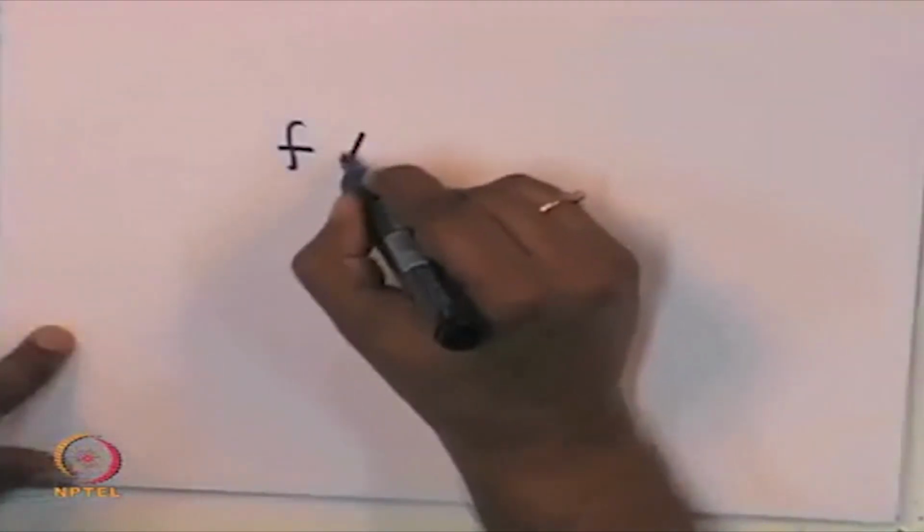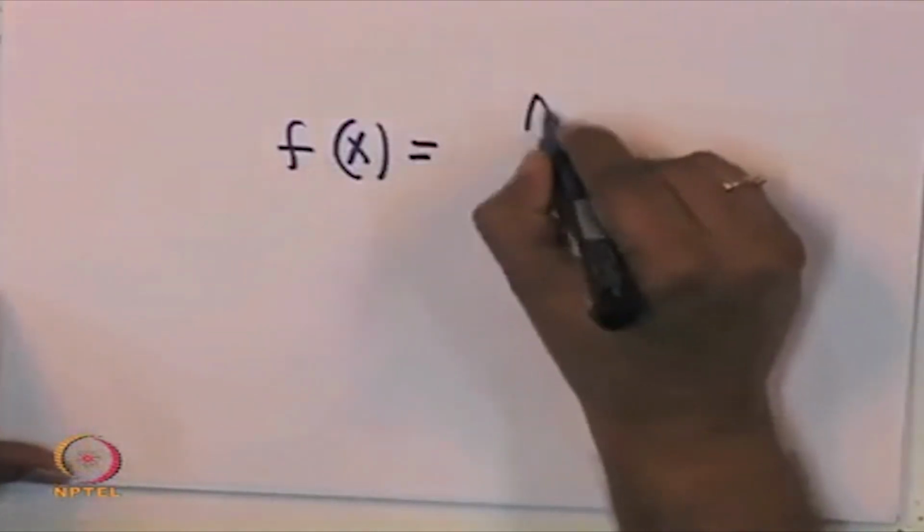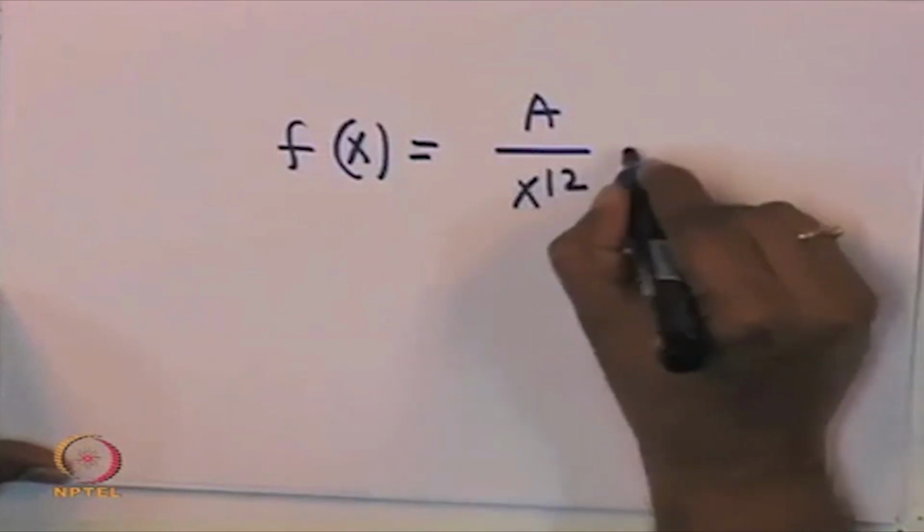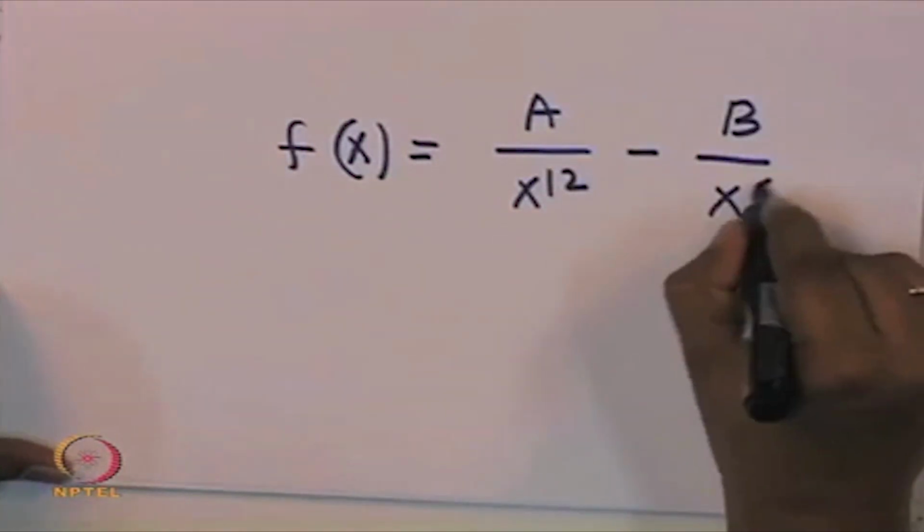Now that we have learned this one example, which is x cube minus 3x, and the protocol for plotting it, we should take another example. The example I am going to use is a function which is very well known in various fields, and it describes the interaction between two atoms. This is called the Lennard-Jones potential. The function I am going to describe is f of x equals a by x power 12 minus b by x power 6.